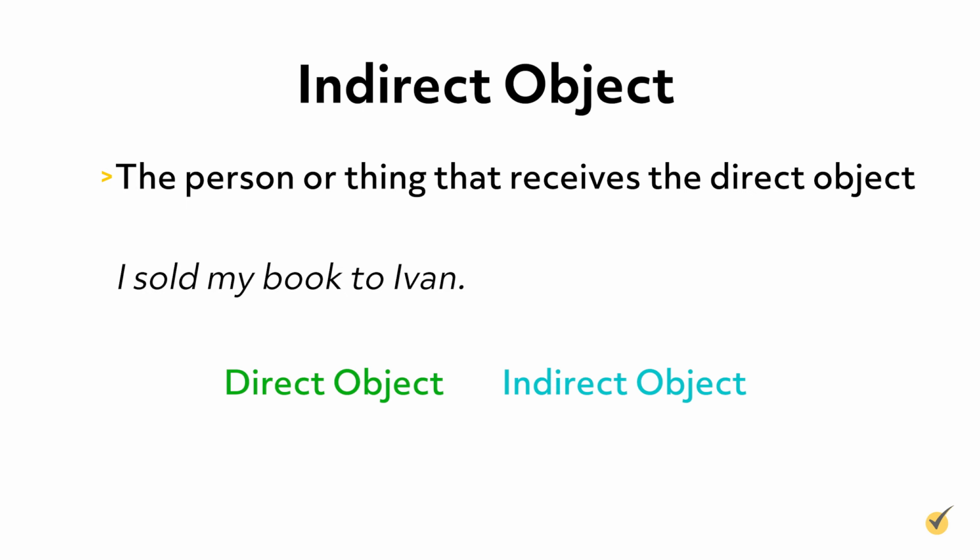It will help if we identify the direct object first. In this sentence, the noun that is taking the action is book. The book is being sold. The direct object, book, is being received by the noun Ivan, so Ivan is the indirect object.